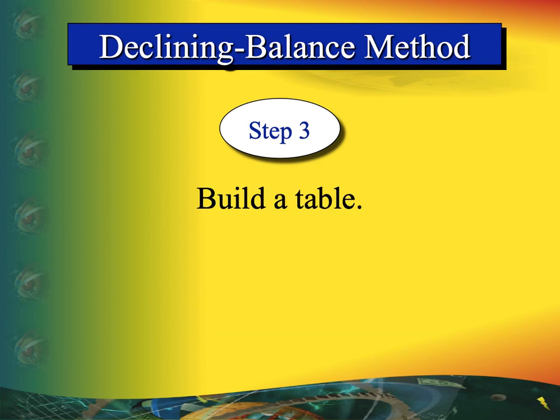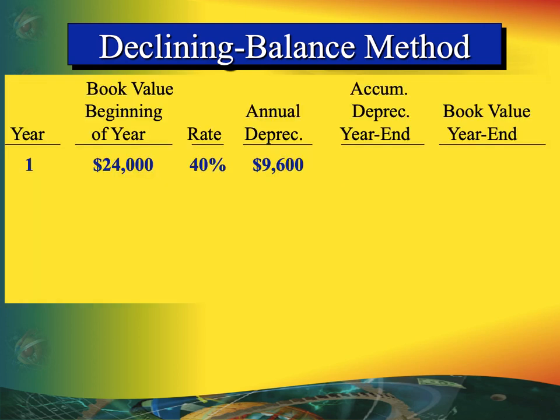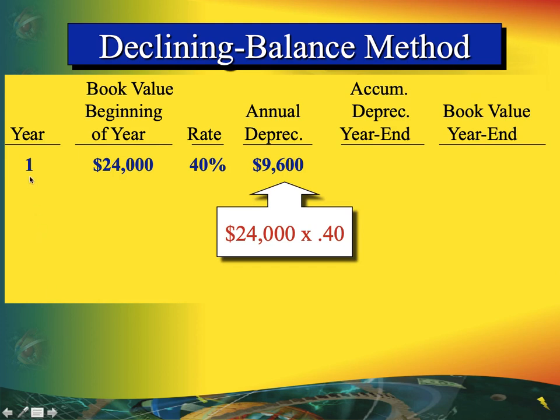Step 3, build a table. In the declining balance method, there is no other way than to build a table. The table is just like the table in straight line, however, the calculation is different. I will show you here. Just like usual, year, book value beginning of year, the rate, which is a bit different because it has a rate here, the annual depreciation, accumulated depreciation year end, and book value year end. Okay, let's start.